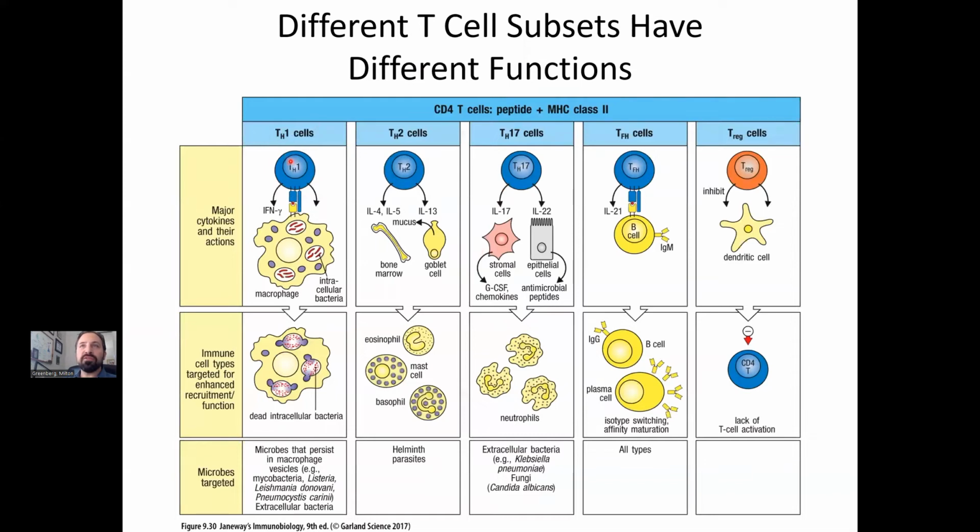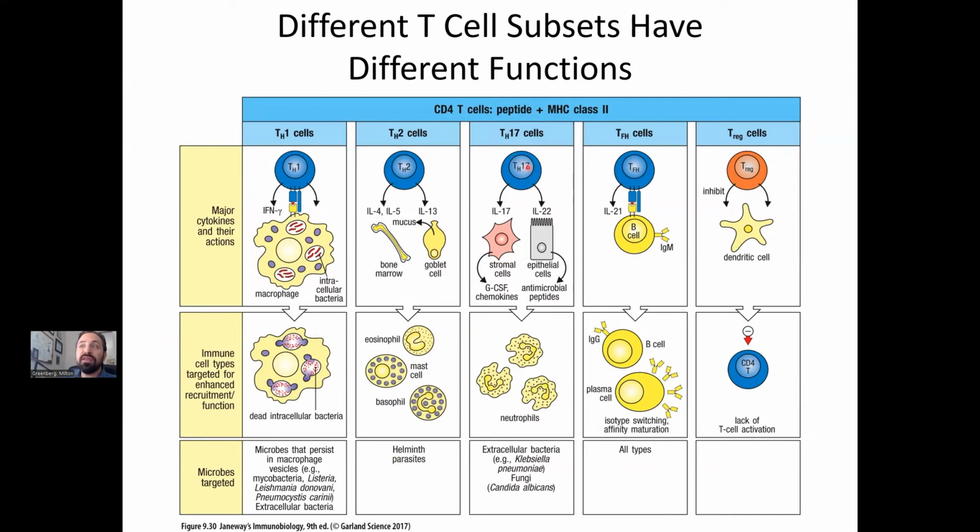So each of these subsets, the TH1, these are very good at killing microbes that persist in macrophage vesicles. All of these will be coming back the more you learn about microbiology, is that this cell type, TH1, is going to be really good at helping turbocharge our macrophages to kill intracellular bacteria. TH2 cells are really good at turbocharging our allergic cells, things like mast cells, things like mucus-secreting cells, in order to kill extracellular parasites.